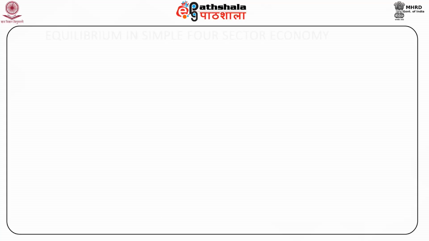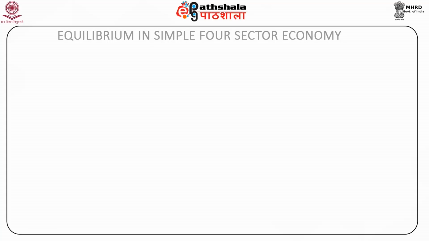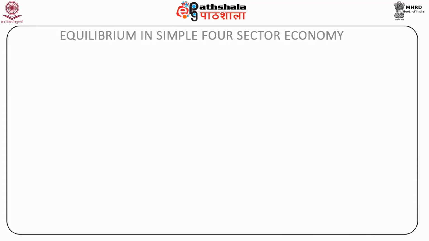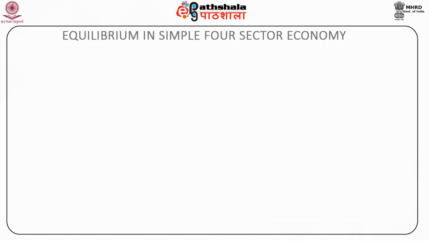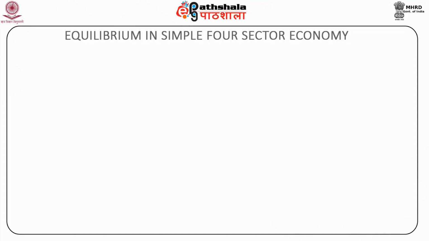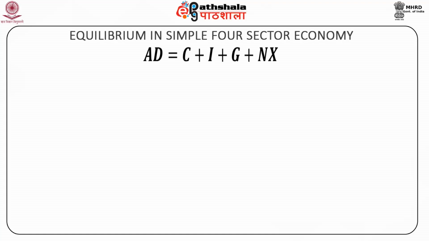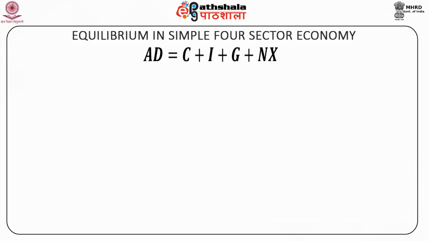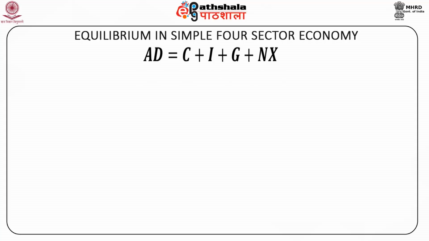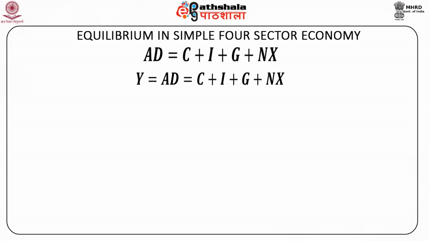Now, according to the four-sector model, aggregate demand is a sum of consumption expenditure, investment expenditure, government purchases, and net exports. That is, AD = C + I + G + NX. For equilibrium, supply should be equal to demand, expressed as Y = AD. Therefore, substituting the four-sector model aggregate demand equation in this condition, we get Y = AD = C + I + G + NX.